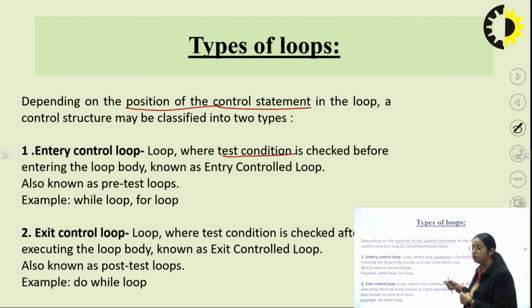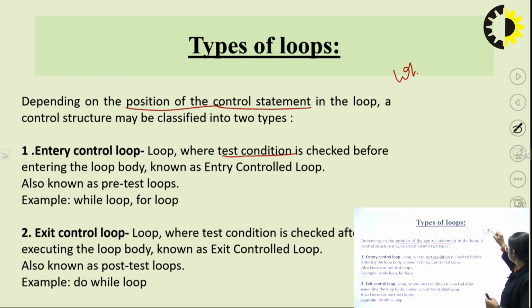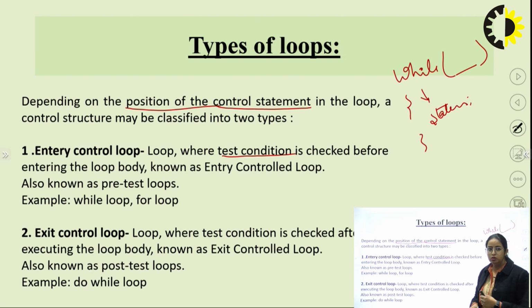Like I have told earlier in the example of the while loop, in while, we are just checking the condition here, then we are entering into the loop. Okay, these are the statements. So basically what are entry control loops? Where at the starting we are checking the condition before executing the program. Means at the entry of the loop we are checking the condition, then we enter into the loop.